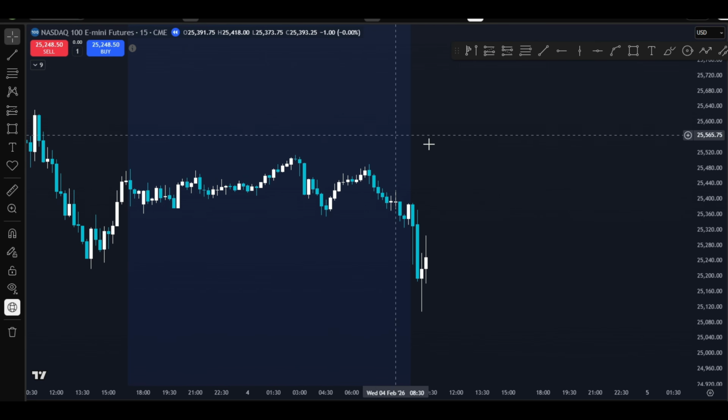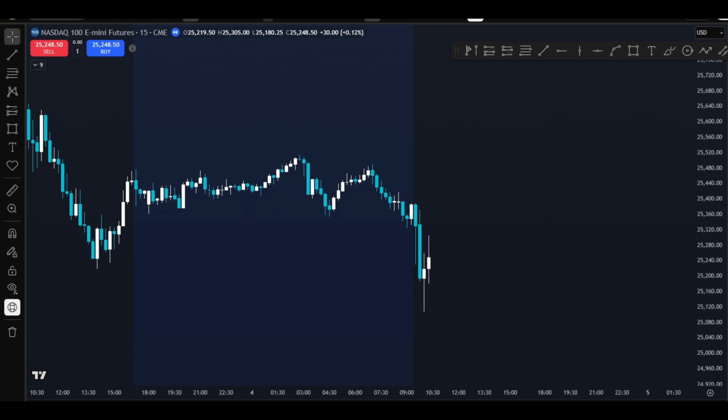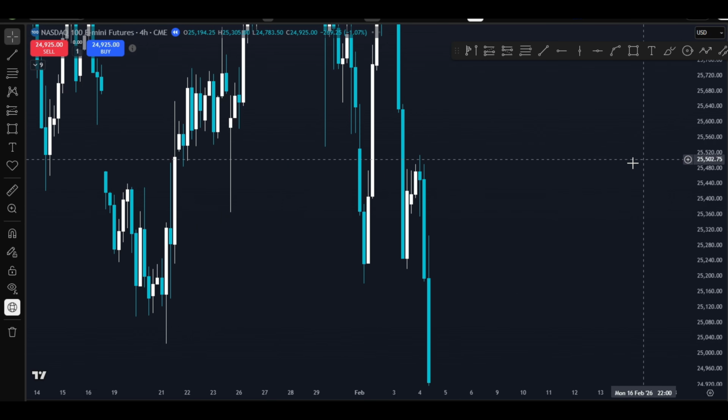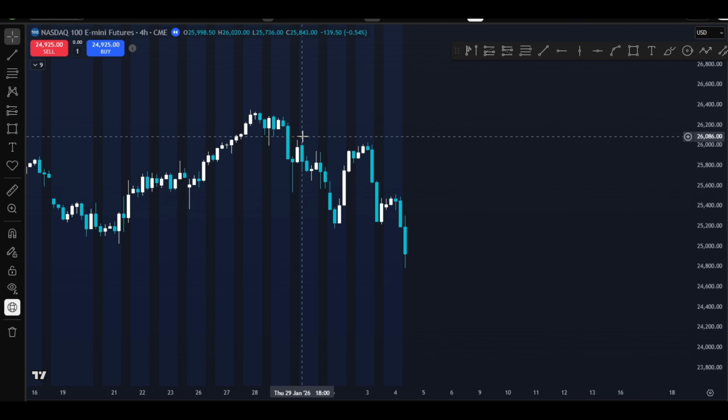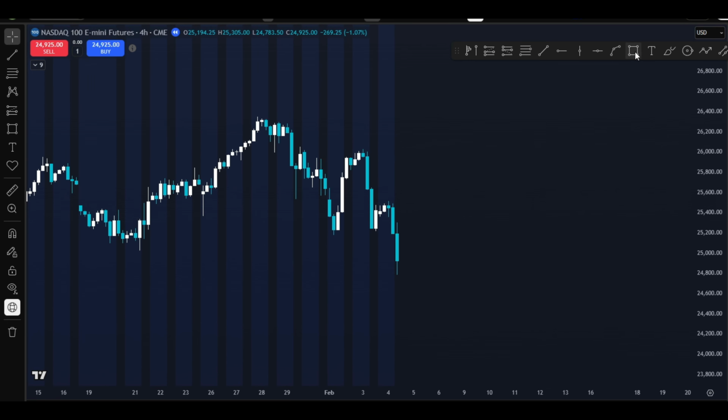Currently I'm looking at a higher time frame, so let's jump into the 4 hours. On the 4 hour chart, we can see we're overall in a downtrend. Typically what we like to see, as he mentions, is that we take the recent swing points, the recent swing lows and swing highs.